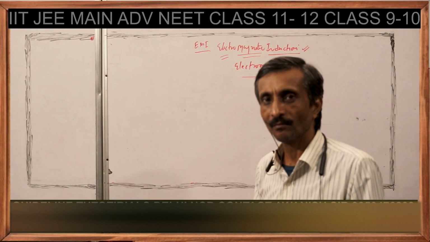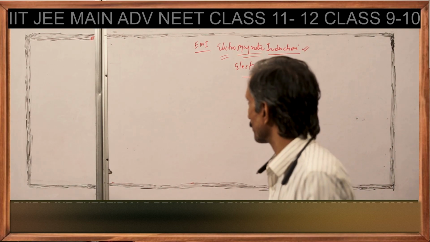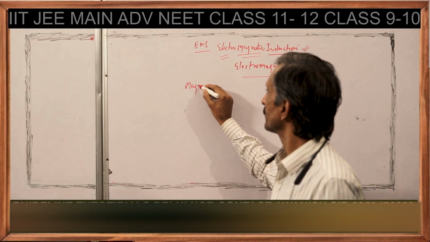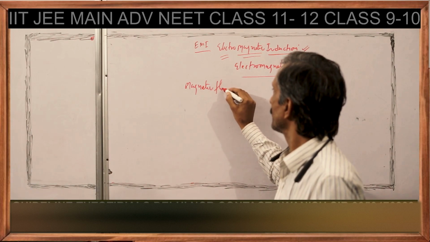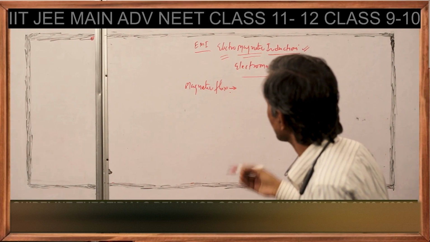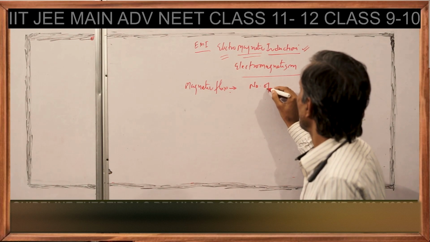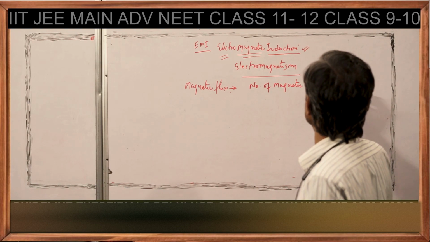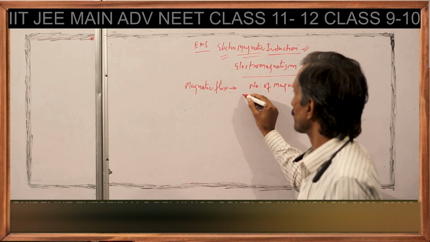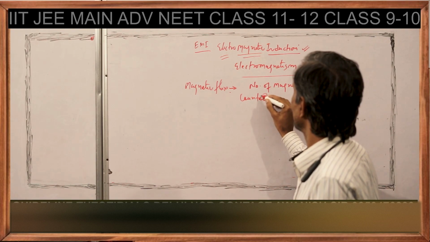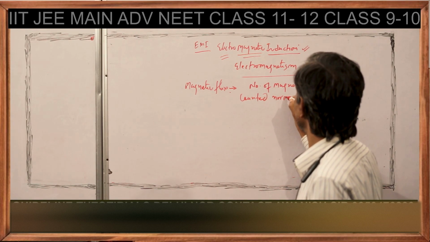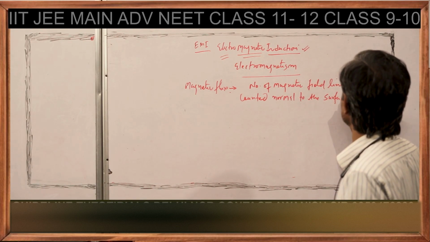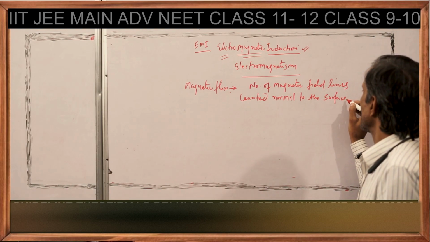When magnetic flux changes through any conductor. What is magnetic flux? That's simply the number of magnetic field lines counted normal to the surface. That is a very simple definition.